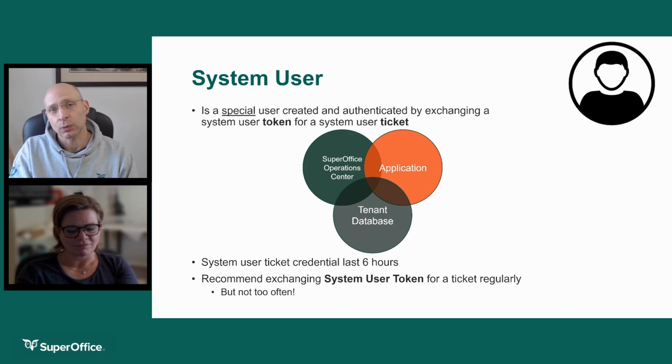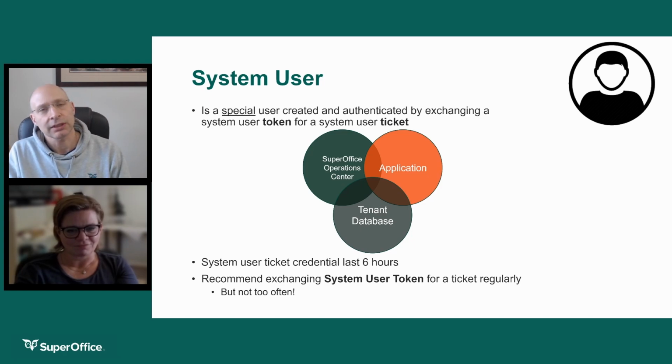Then there's the application. Once you get access to that system user token, the application has to store that system user token somewhere so that it can be used to exchange it for a system user ticket credential in the future. Then there's the tenant database. When the application, the server-to-server communication, uses that system user token to exchange it for a ticket credential, it's going to use that ticket credential to authenticate via the tenant web services, and of course that ticket credential has to be stored inside the tenant database for authentication and validation.